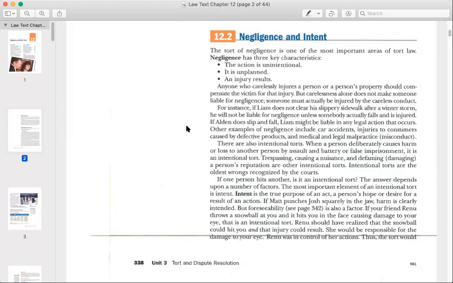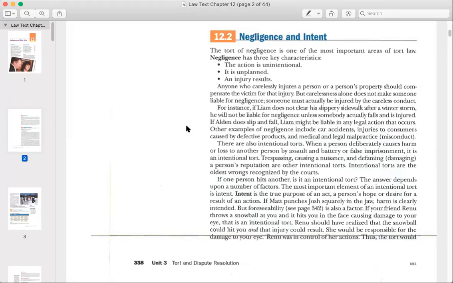Other examples of negligence include car accidents, injuries to consumers caused by defective products, medical and legal malpractice. There are also intentional torts. Okay, we know about this from chapter 11. When a person deliberately, meaning again, on purpose, causes harm or loss to another person by assault and battery or false imprisonment, it's an intentional tort. Trespassing, causing a nuisance, defaming a person's reputation are other intentional torts.